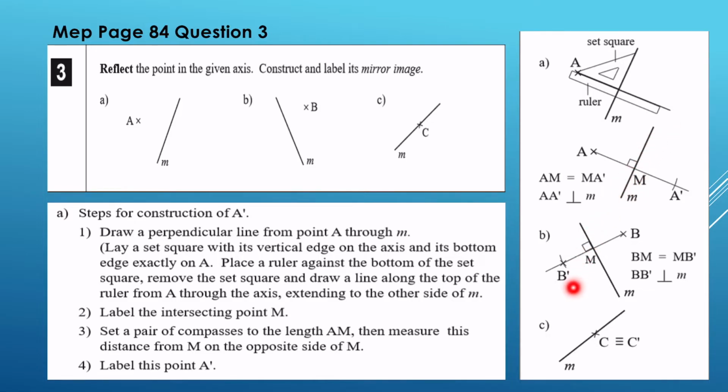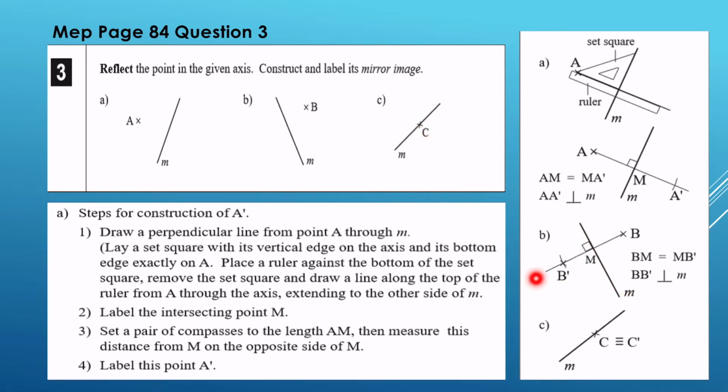To draw the image of point B, we also need to draw a perpendicular line and then open the compass on the distance from M to B and draw an arc here on the opposite side. We will find B prime. Also, MB is equal to MB prime and BB prime is perpendicular to M.